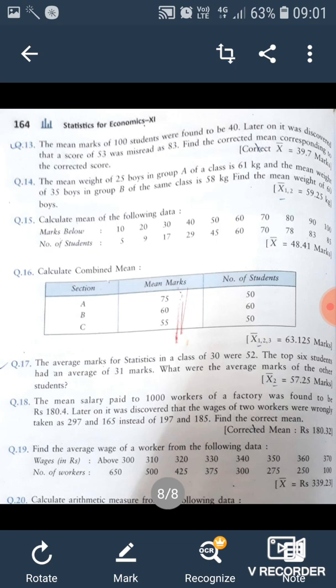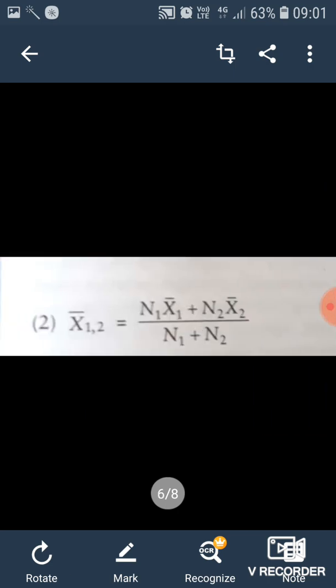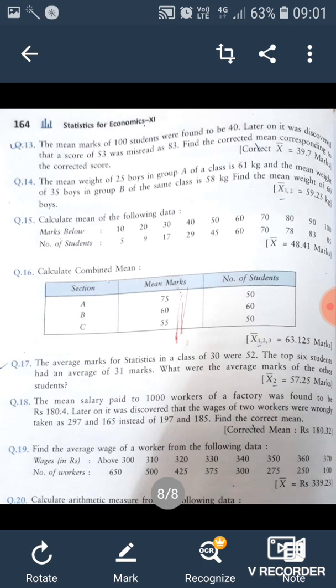Question number 17 is also a question of combined mean, but it is done in a different way. The average marks for statistics in a class of 30 was 52 and the top 6 students' average is given. So for the average of the other students, you have to calculate x bar 2 in the formula of mean. It means you are not being given x bar 2; you are given x bar 1, n1, n2 and the combined mean, and you need to calculate x bar 2. Next, question number 18 is corrected mean.